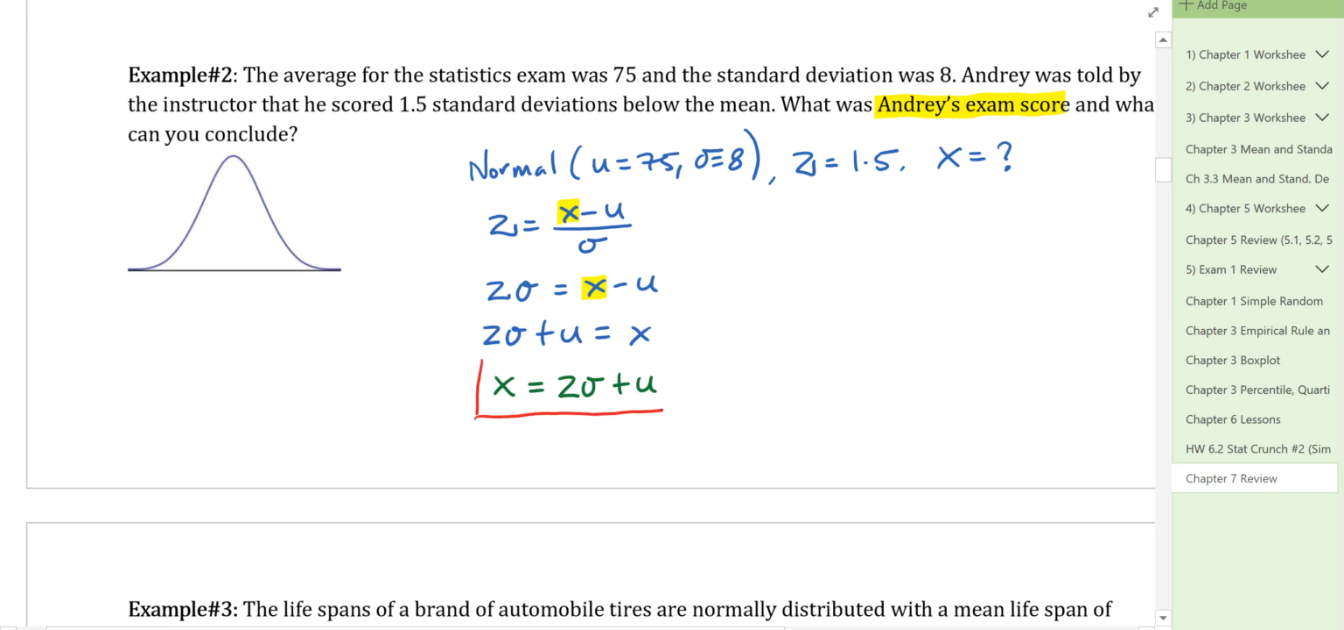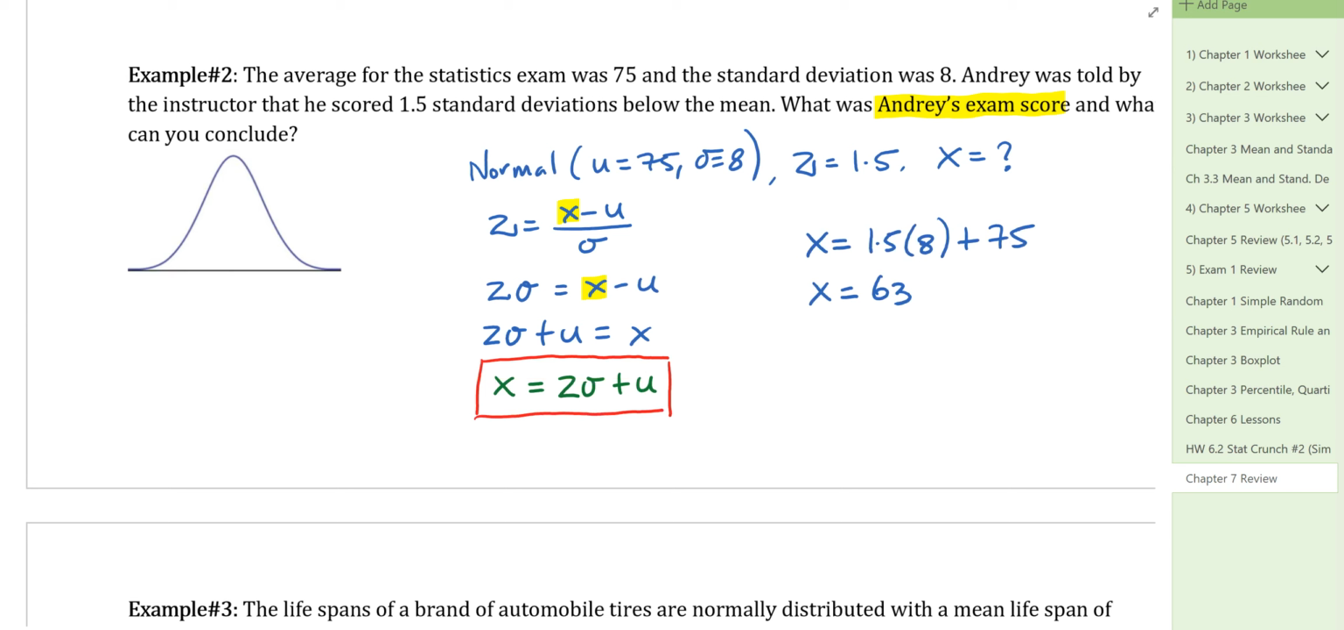This allows us to solve for a score. So using the formula, X is equal to Z, in this case 1.5, times sigma, plus mu, which is 75. For this, we'll get 63.